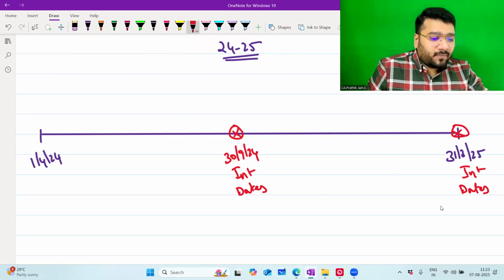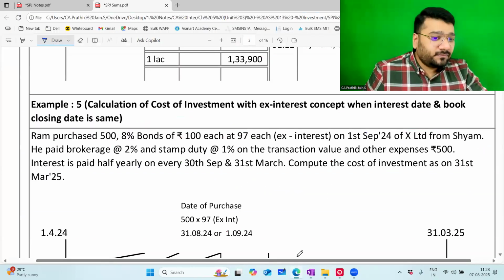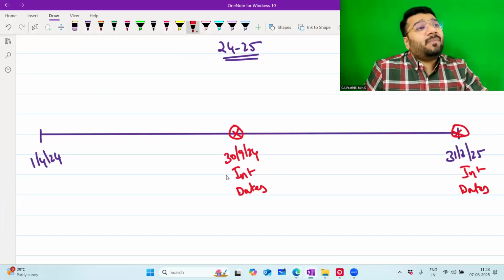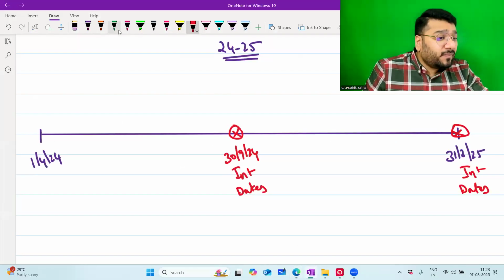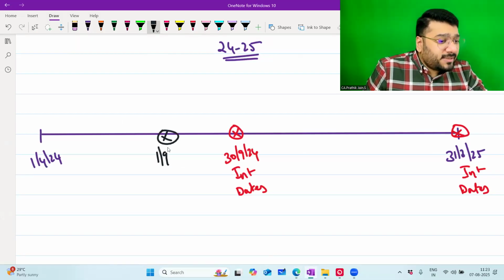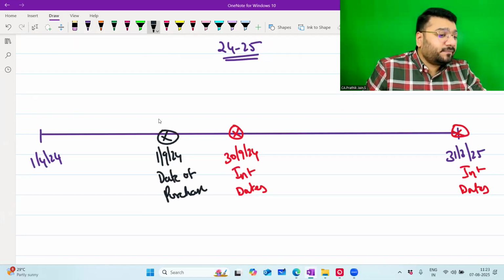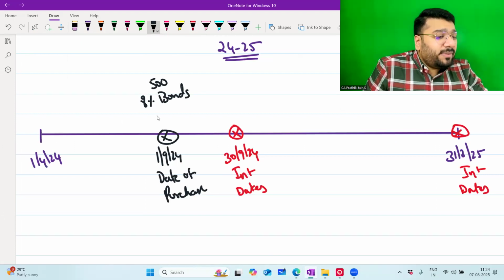Apart from that, is there any other date? So one more important date: the date on which the transaction is executed. Buying and selling is executed on 1 September 24. Date of purchase. What are we buying? 500 8% bonds or debentures at 97, whose fair value is 100.